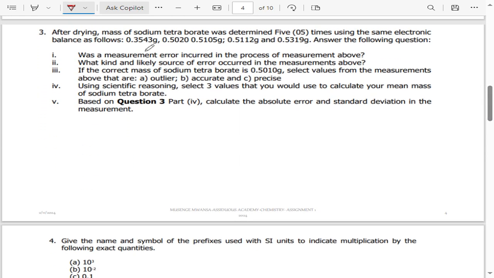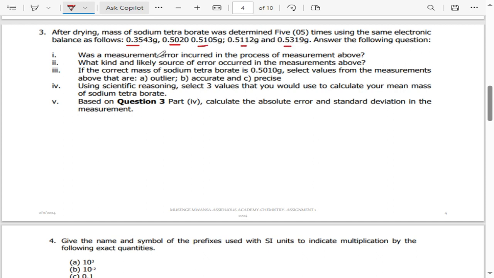Number 3, after drying, the mass of sodium tetraborate was determined 5 times using the same electronic balance as follows. So the mass of this tetraborate was determined, and it wasn't determined once, it was actually determined 5 times. Now these are the masses which were found: 0.35, 0.5, and these others.